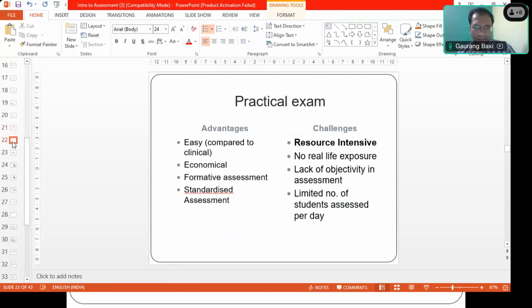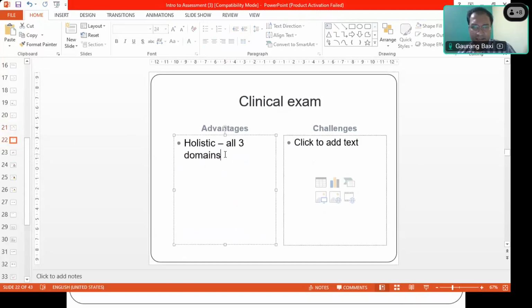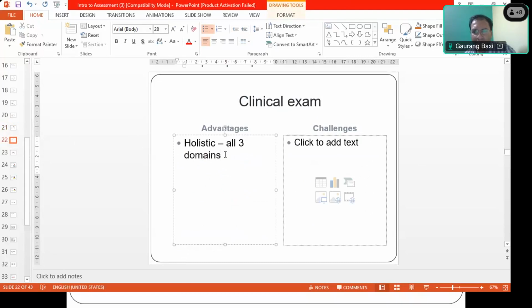Okay, let's move on to clinical then. So clinical exam, yes, holistic, all three domains can be assessed. Yes, sir. Whether we assess it or not is a different story. Sir, assessment is in real time, in a patient. Okay. So the disadvantage is the availability of patients, sir.